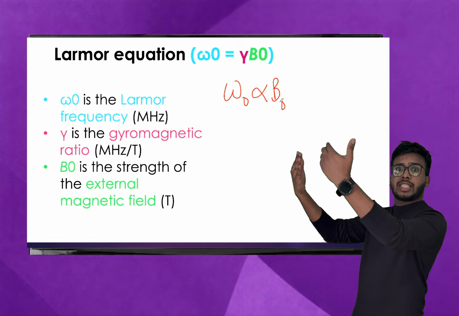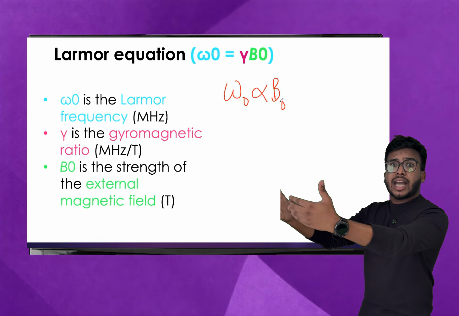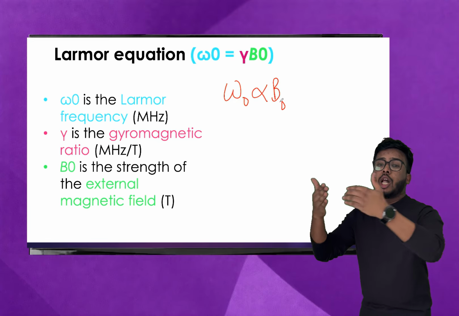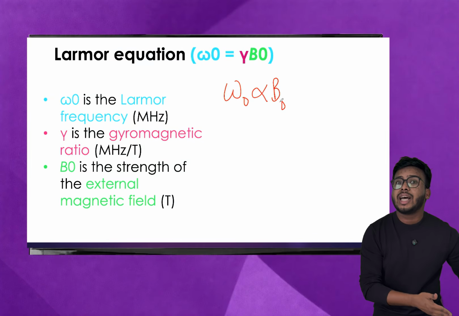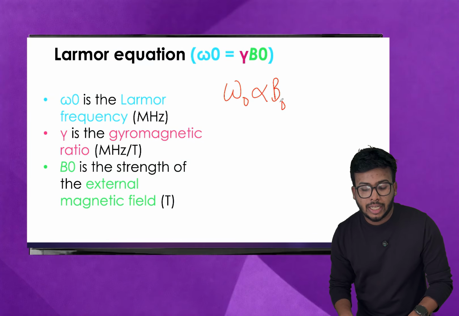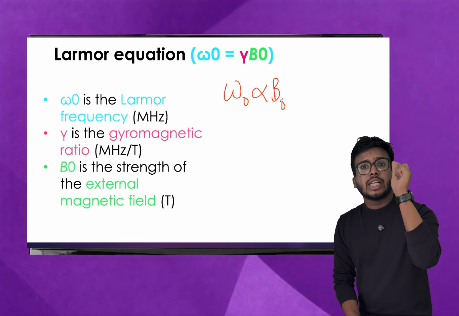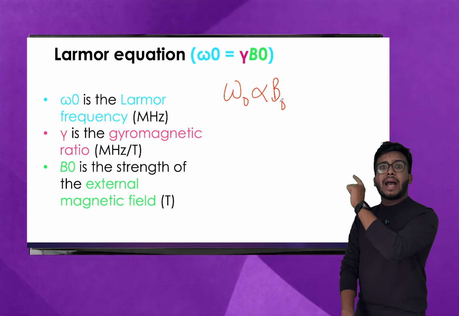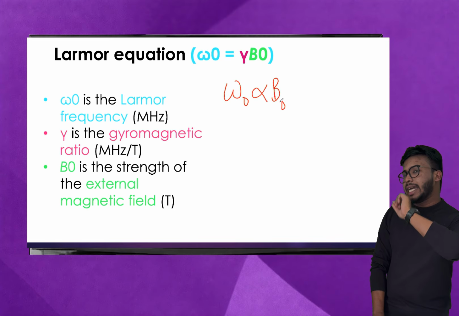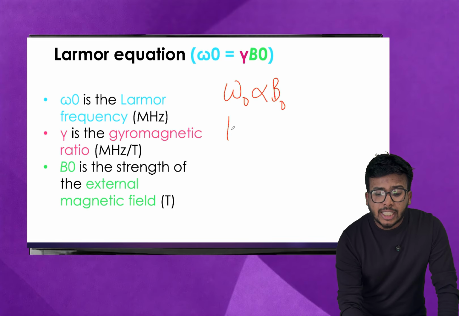So the greater the magnetic field strength, the greater the precessional frequency. The lower the magnetic field strength, the lower the precessional frequency. So the precessional frequency of the proton is influenced by the magnetic field strength. Clear? Yes.